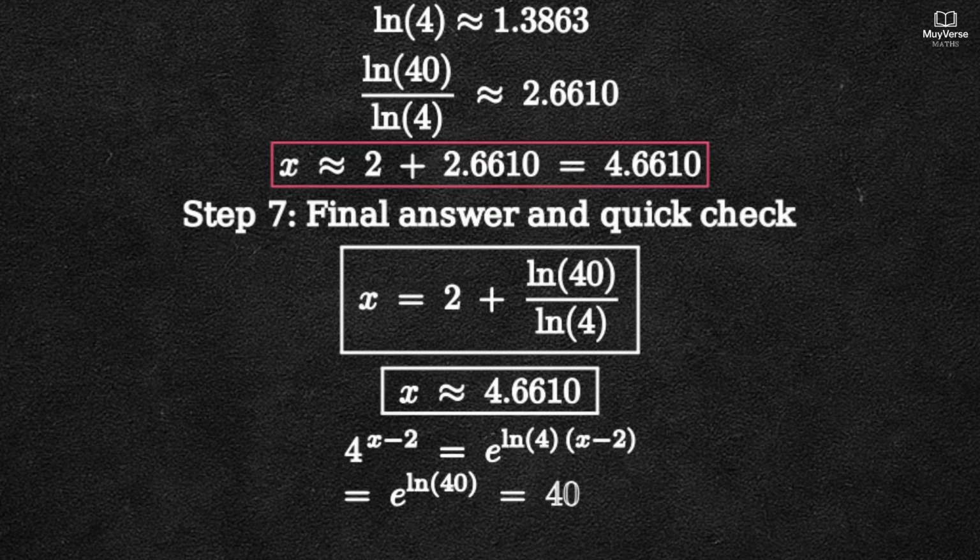minus 2, which equals e to the power natural log 40, which is 40. This confirms our steps. Solved completely. Exact and approximate solutions shown.